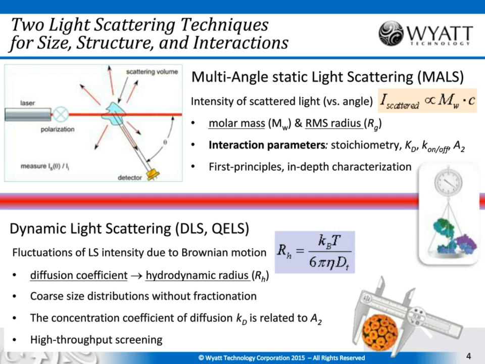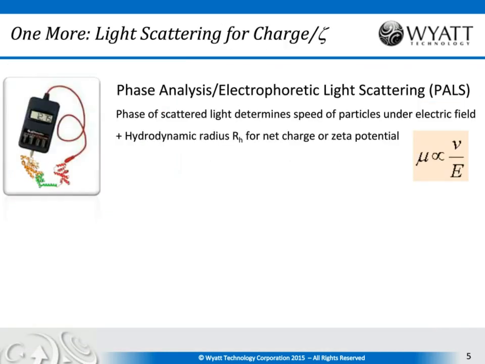And then there's a third flavor of light scattering, and that is phase analysis light scattering, or electrophoretic light scattering, which measures the speed of motion of particles under an applied electric field. And from that, we determine the electrophoretic mobility mu. And if we also measure the hydrodynamic radius, we can combine that information to determine something known as the zeta potential, or the net charge on the molecule.